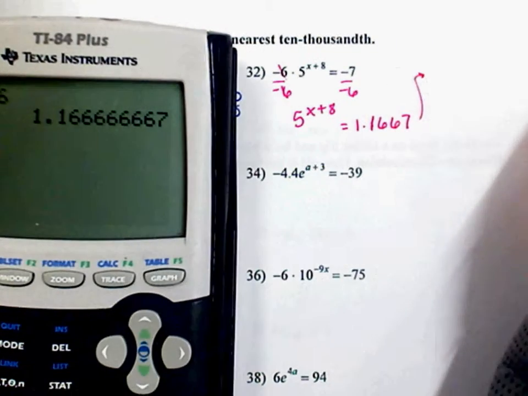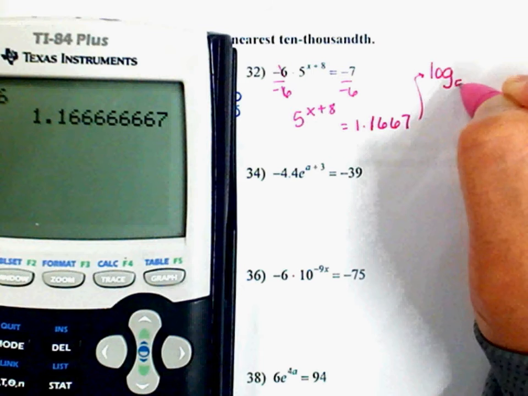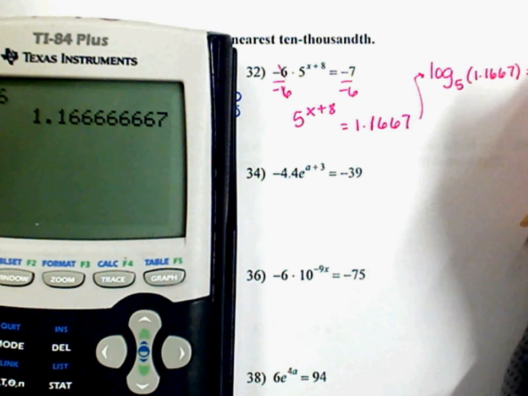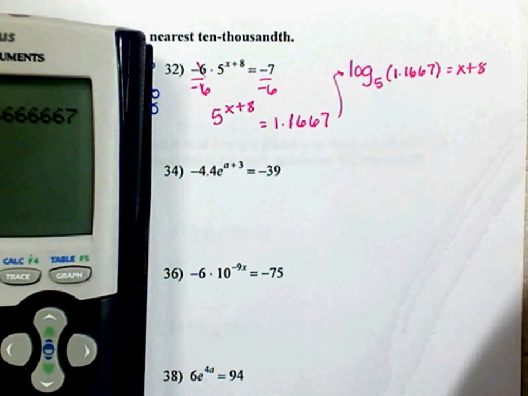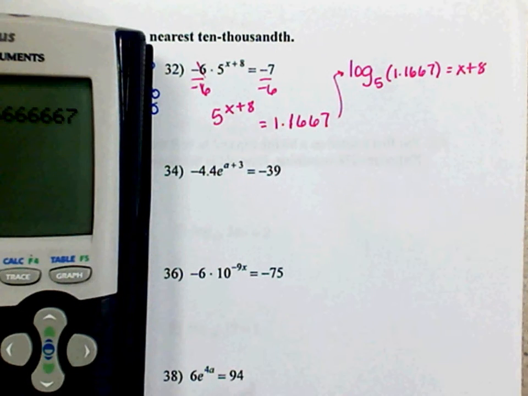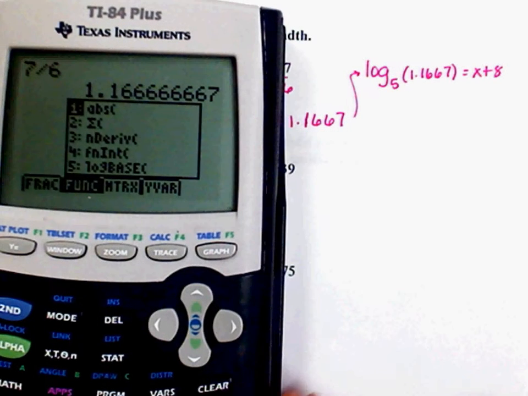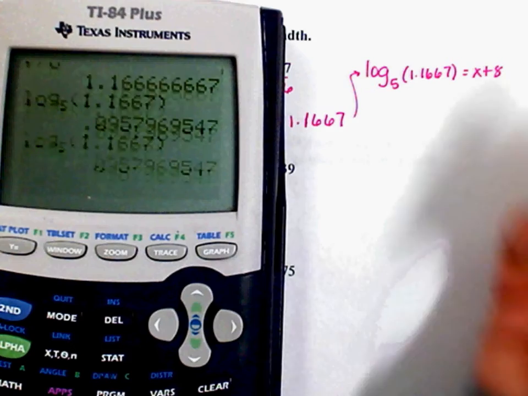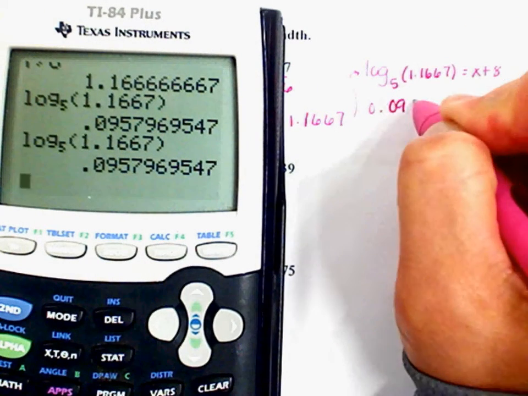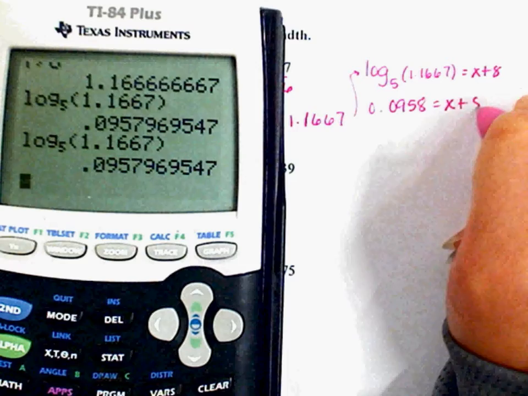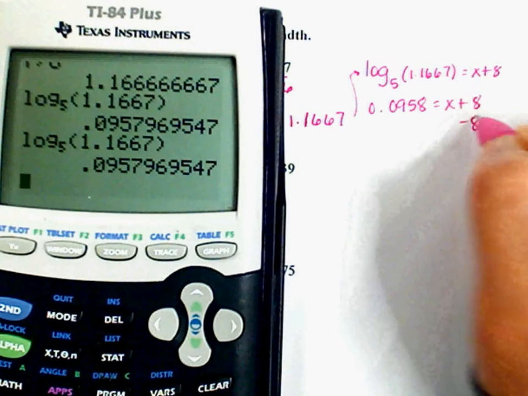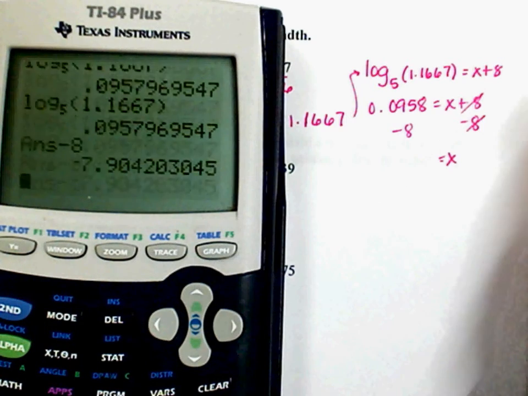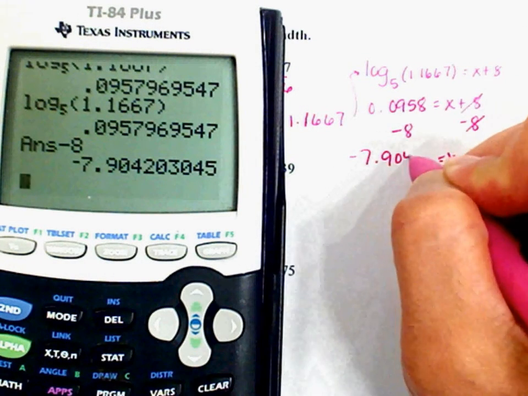Rewrite it using log, so I'm going to put log base 5 of 1.1667 equals x plus 8. Let me move this over. All right. So what is alpha window? Okay. Number 5. 5, right click, 1.1667. Comes out to be 0.0958 equals x plus 8. How do you solve for x? Minus 8, minus 8. X comes out to be negative 7.9042.